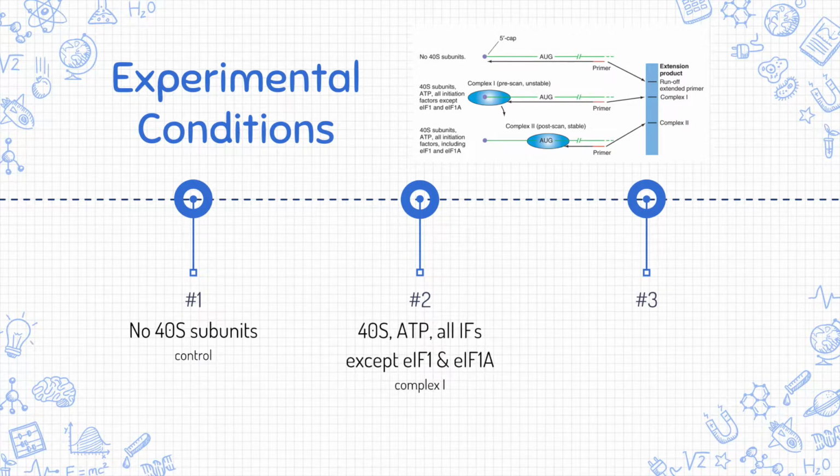The second involves 40S subunits, ATP, and all initiation factors except eIF1 and eIF1A. Complex 1 forms in the absence of eIF1 and eIF1A. The final condition involves 40S subunits, ATP, all initiation factors, including eIF1 and eIF1A. Complex 2 forms in the presence of eIF1 and eIF1A.